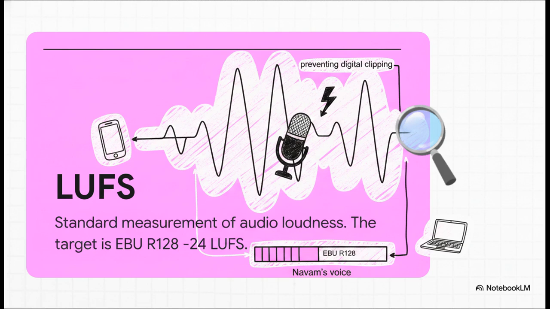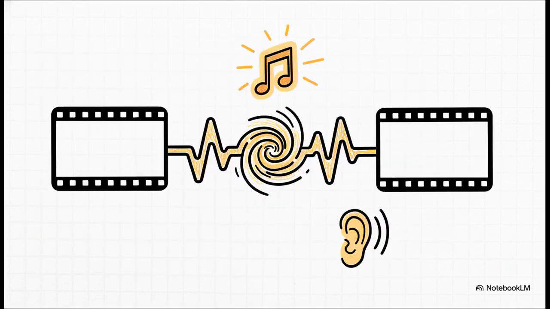We want to prevent any digital clipping, normalize the speech volume, and make sure Navam's voice sits perfectly and comfortably above the soft, inspirational background music. And remember, the music and sound effects actually dictate the pacing of our visual transitions.